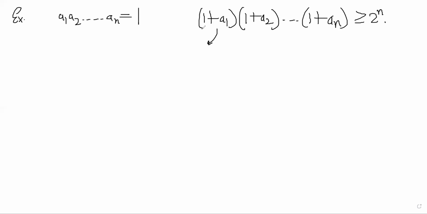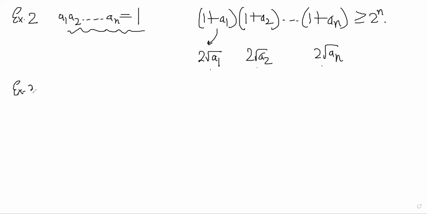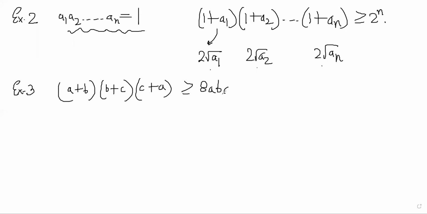Now, this is very obvious because you can do AMGM for each of these brackets, and it's greater than or equal to 2 root A1, 2 root A2, and so on, 2 root An, right? There are n brackets, so 2 power n comes, and the product of these numbers is 1 given in the question, right? So we can prove this immediately. So let's look at another one. Another example for this could be: prove that (A plus B)(B plus C)(C plus A) is greater than or equal to 8ABC. Again, very straightforward. Just say it is greater than or equal to 2 root AB, 2 root BC, and 2 root AC, and multiply them. We are doing AMGM on each of these, right? And that proves the whole inequality.